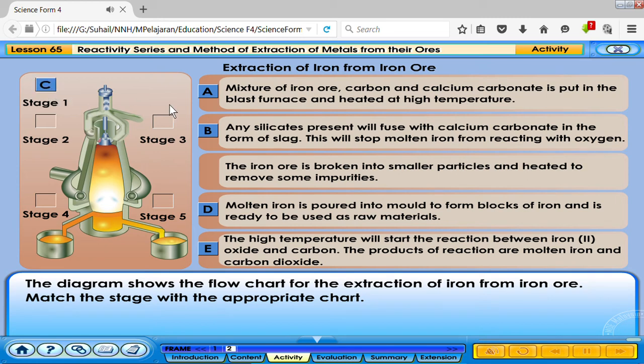Your answer is correct. Your answer is correct. Your answer is correct. Your answer is correct.